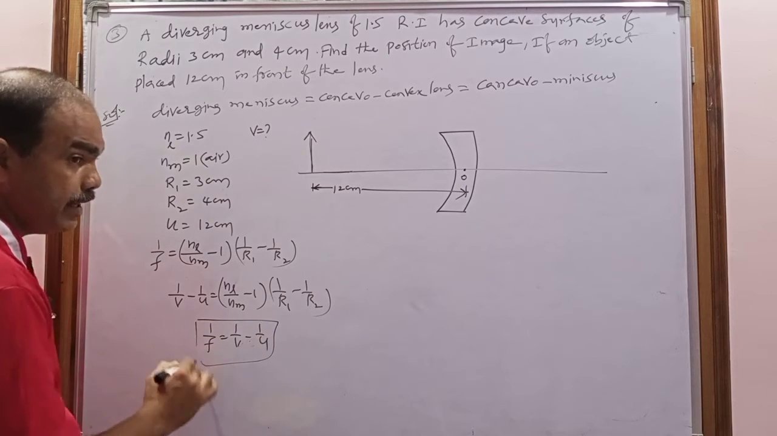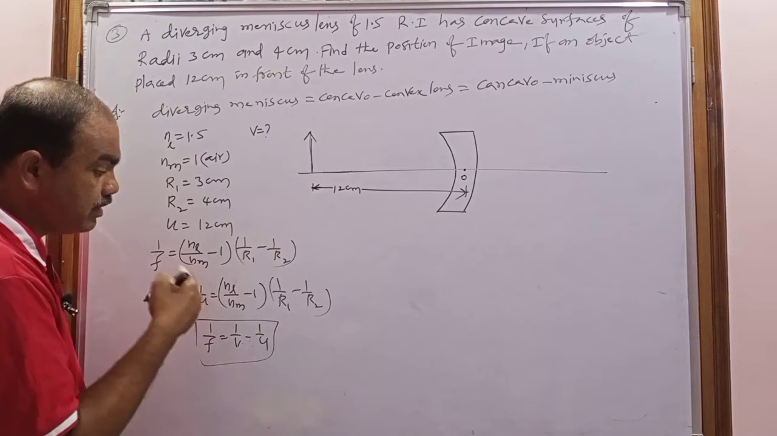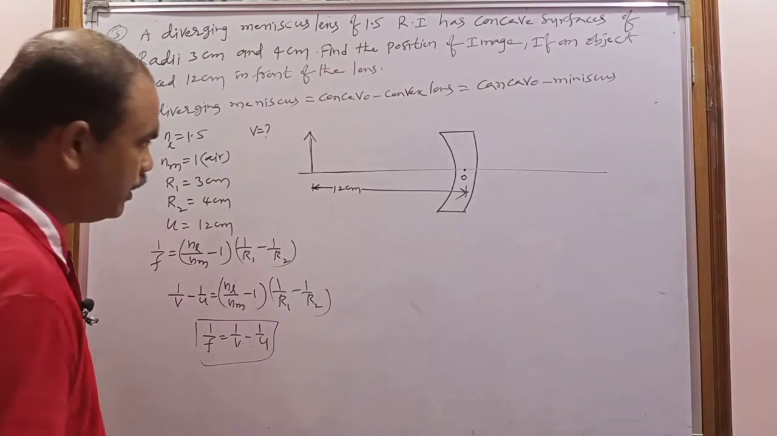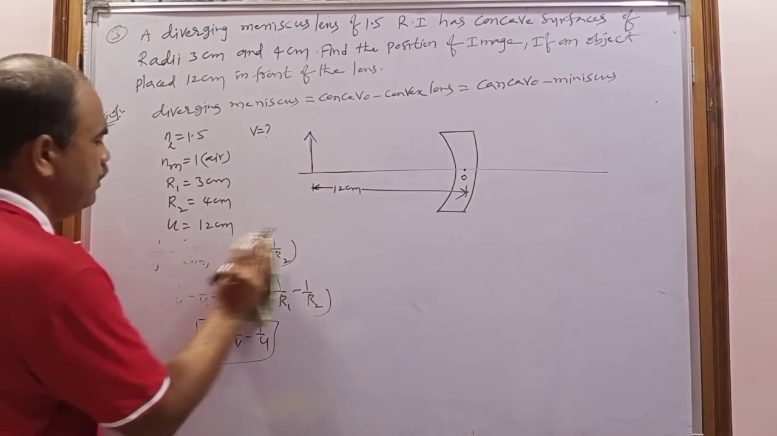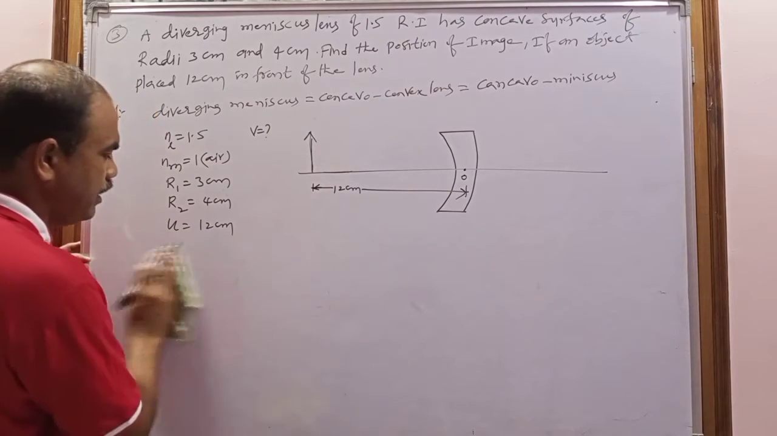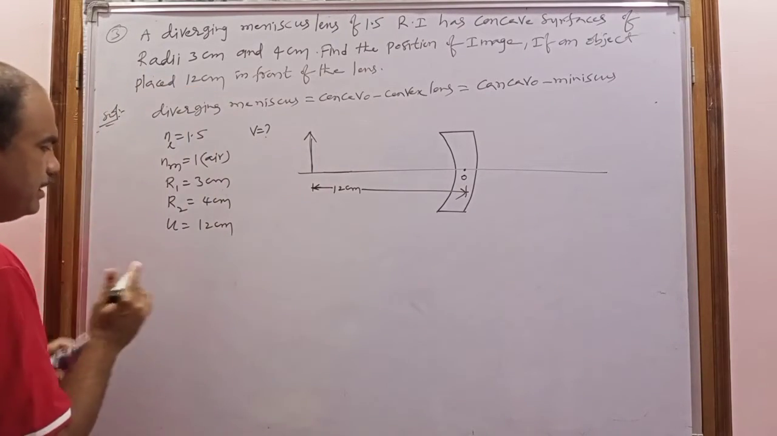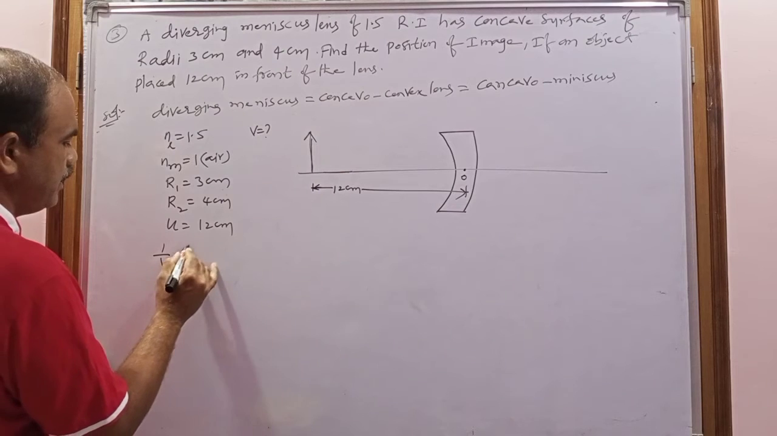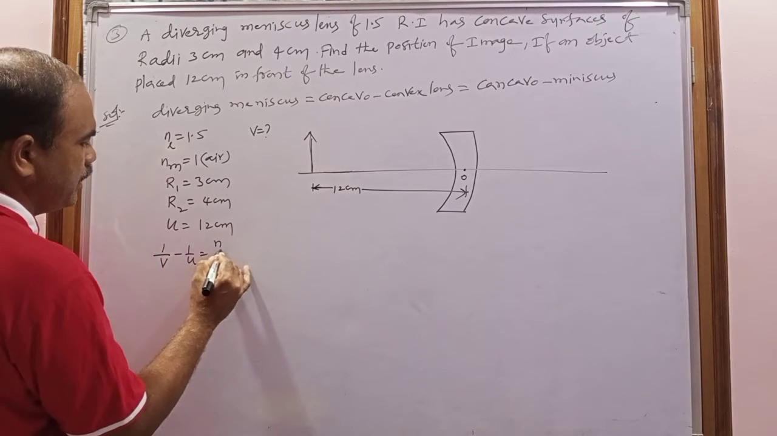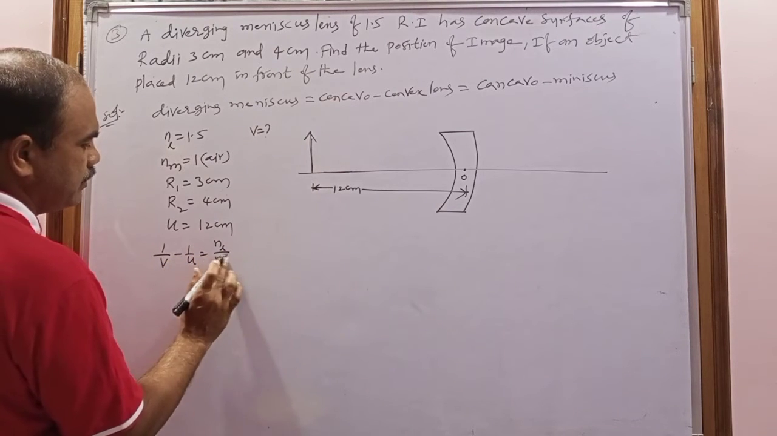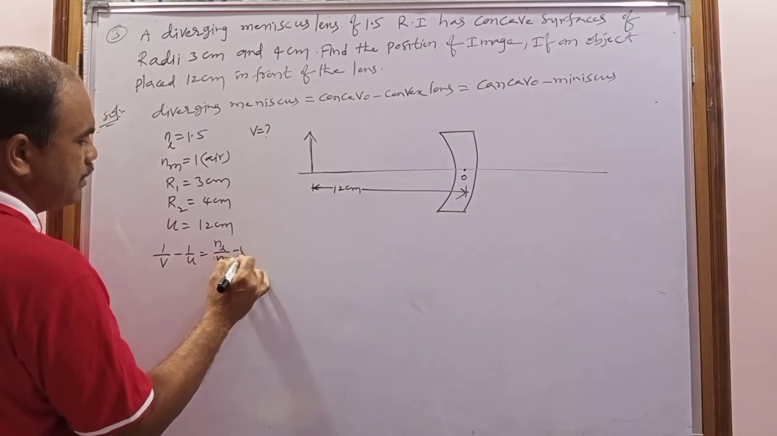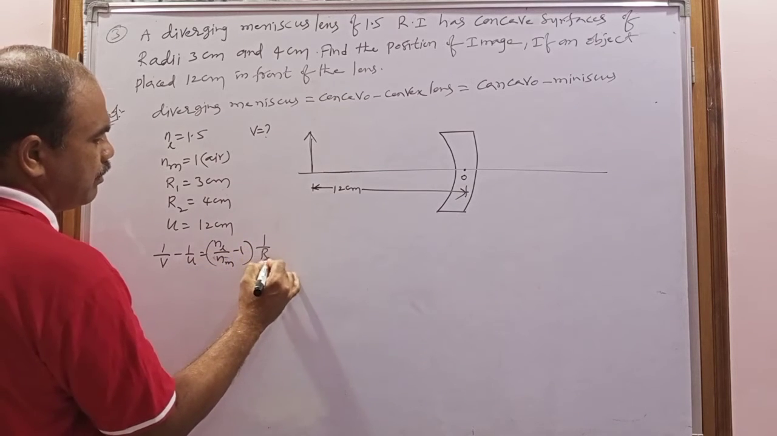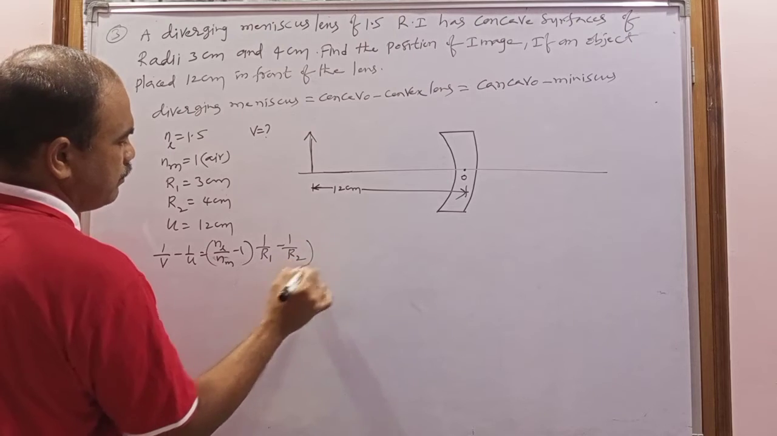This formula is also called the lens formula, and this is also called the lens maker formula. But we are using the lens maker formula here. Another form of lens maker formula is 1 by V minus 1 by U equal to refractive index of lens by refractive index of the medium minus 1 into 1 by R1 minus 1 by R2. This is the formula I am taking.